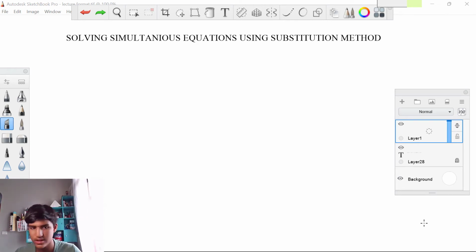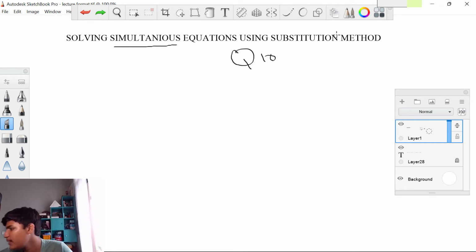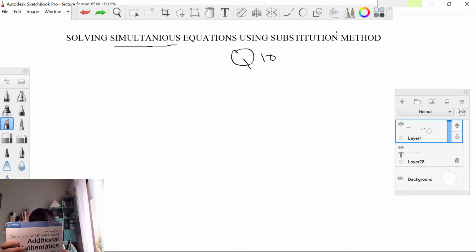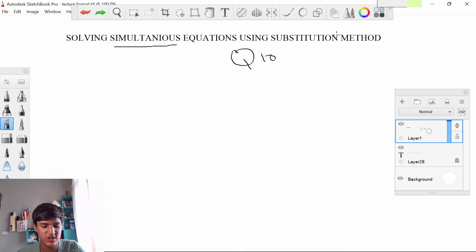Today I will be solving question number 10, which will be a simultaneous equation, and I'll be using the substitution method. So the book I'm using is this book, Cambridge IGCSE and O-Level Additional Maths Coursebook. Question number 10, exercise number 2.1. So let's begin.